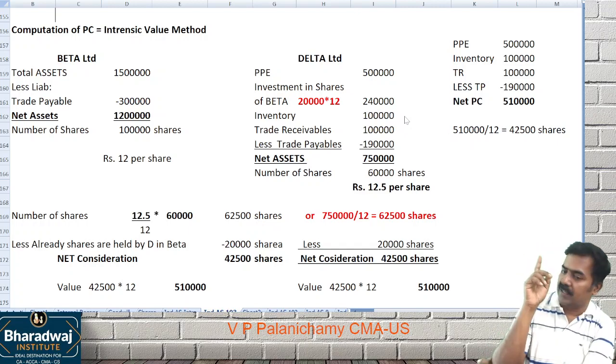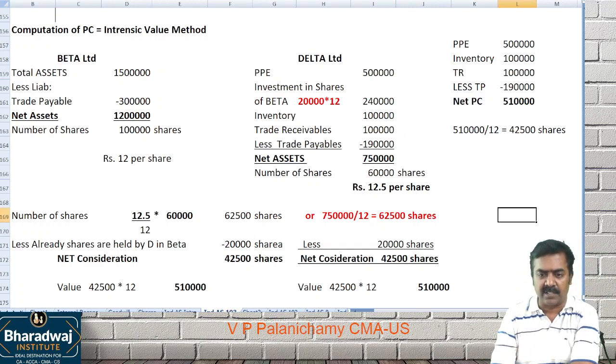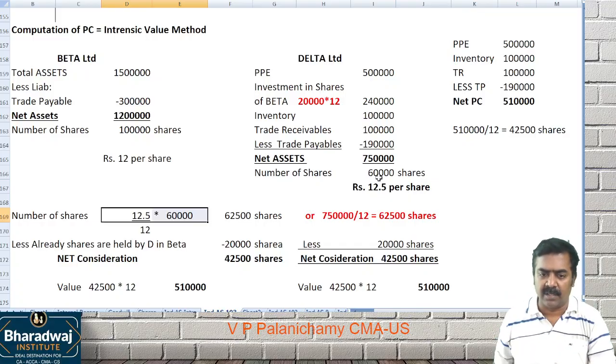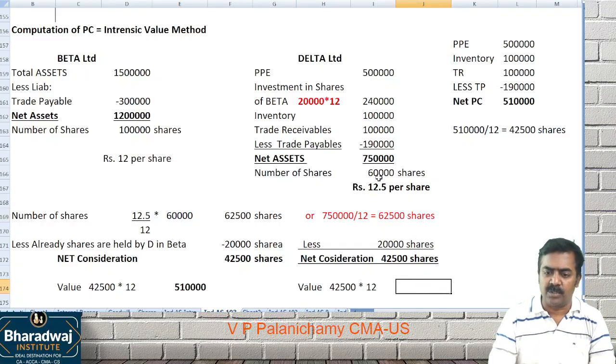While calculating under the direct method, the shortcut method, I didn't consider investment, because if I consider that investment, it will be more like I'm buying my own shares.